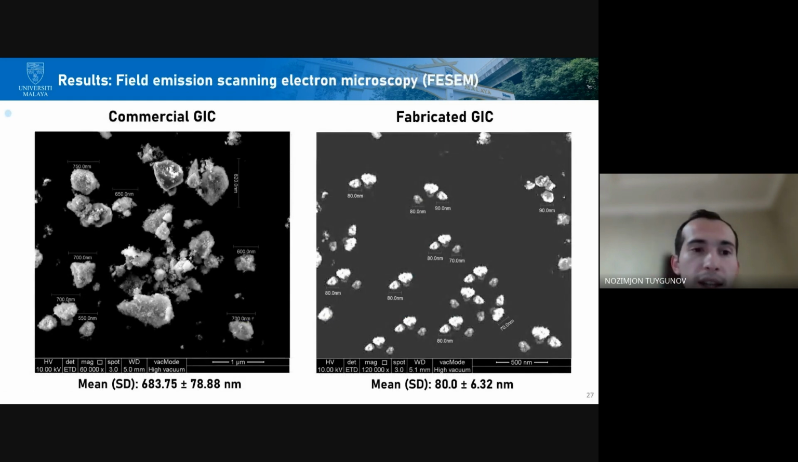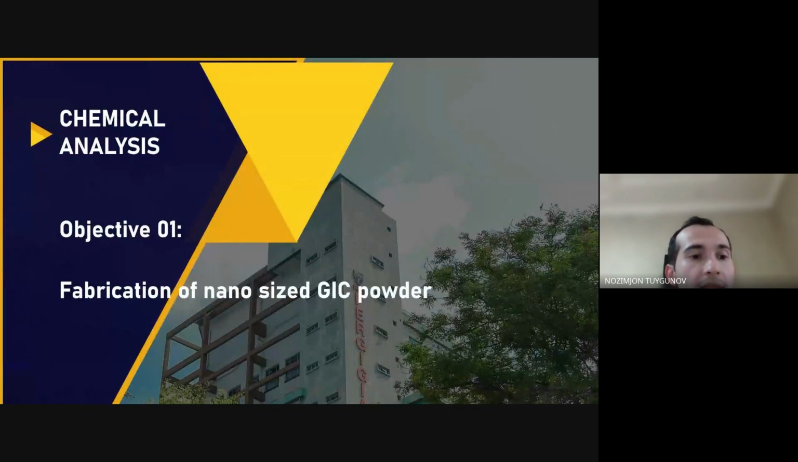Based on the ISO standard, we cannot rely on only one PSA analysis and say that this is nano-sized. We have to do additional tests like microscopic analysis. So we proceeded with FESEM analysis, which revealed 80 nanometers for our particles. On your right hand, it can be seen. On your left hand, we can see the size of the particles of the commercially available glass ionomer cement.